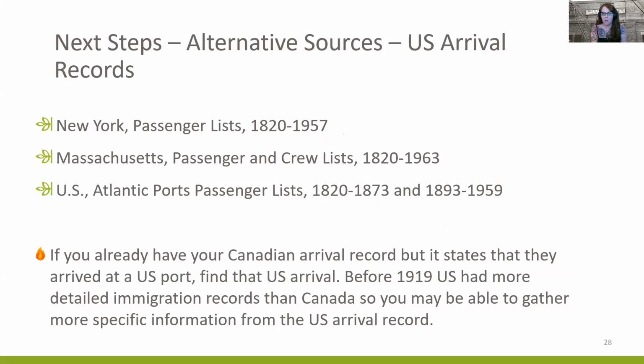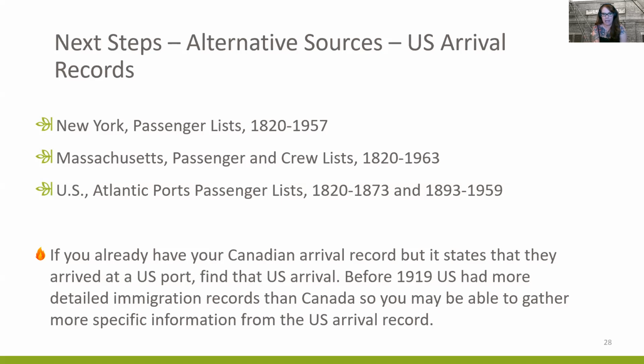Okay, so also you're going to want to look at US arrival records. Lots of people came to Canada via UK ports. So the main ones here are New York, Boston, which is Massachusetts, and the US Atlantic ports passenger list. So make note of that one, because that is where you find the Portland, Maine arrivals, and lots of people came through Portland, Maine. So if you have somebody who's coming through Portland, Maine, take a look in here.